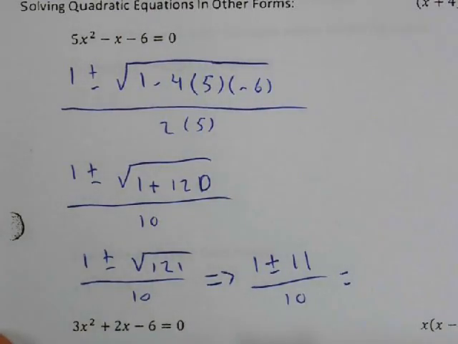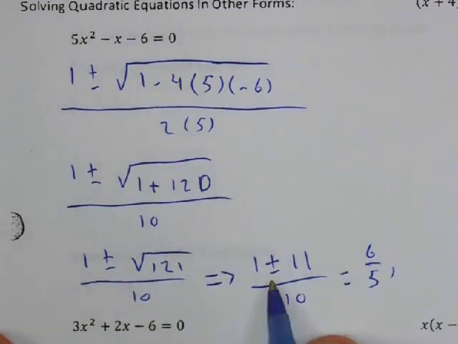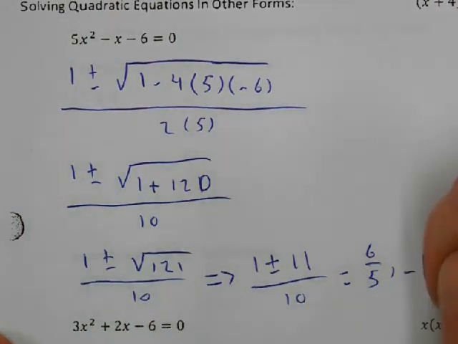I'm sorry, I didn't write x equals, but that's okay. So 12 over 10 reduces to 6 over 5. And then 1 minus 11 is negative 10, divided by 10 is negative 1. So my two answers are 6 over 5 and negative 1.